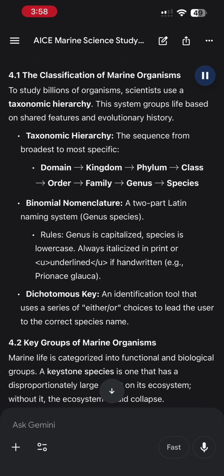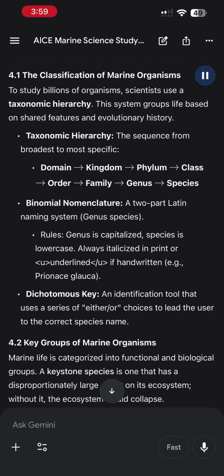To study billions of organisms, scientists use a taxonomic hierarchy. This system groups life based on shared features and evolutionary history. Taxonomic hierarchy: the sequence from broadest to most specific. Domain, kingdom, phylum, class, order, family, genus, species.